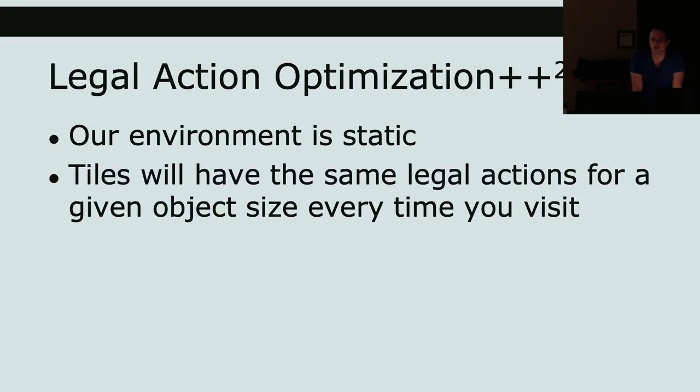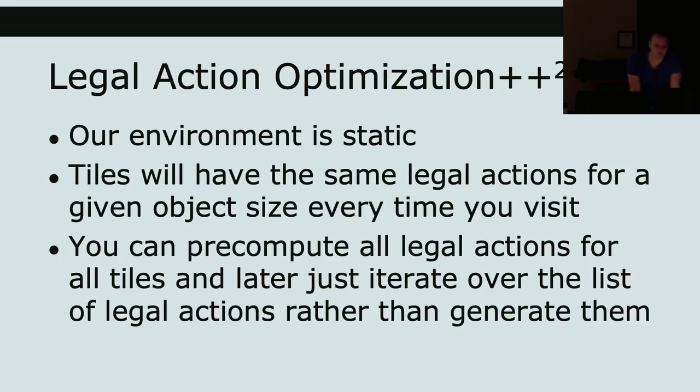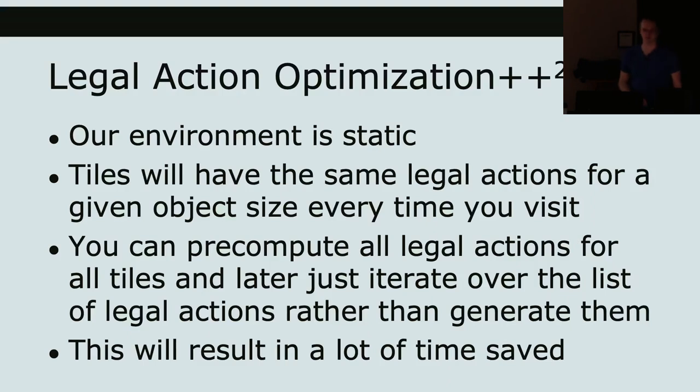Our environment is static. Our legal actions will never change, right? Tiles that have the same legal actions for a given object size, they'll have the same legal actions every time you visit them. So if we keep checking them, why do we keep checking them, right? So you can pre-compute all of the legal actions for all tiles, and then later just iterate over the list of legal actions rather than iterating over the list of all actions and checking if they're legal. So, you know, the average legality of a tile might only be 3 or 4, but every single time we go there, we're generating all 4 and then checking if they're legal. But here we could pre-compute for every tile in the environment all the legal actions, store them in a 3D array somewhere, and then when we go to that state to generate the children, we just iterate over the legal actions. We don't have to check anything because we know they'll still be legal. And this could result in a bunch of time saved.